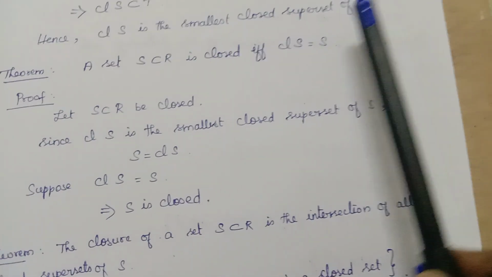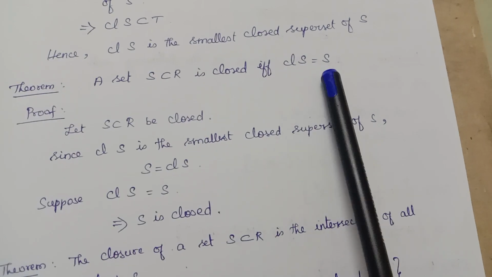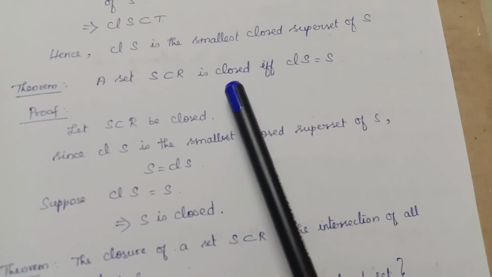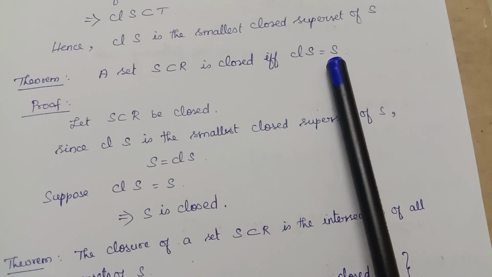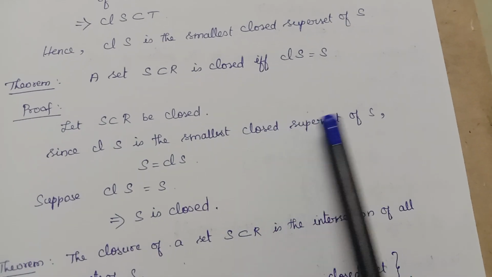Next theorem: a set S contained in R is closed if and only if closure of S equals S. For any closed set, closure of S is equal to S. So let S be a closed set. Then closure of S is the smallest closed superset, no?